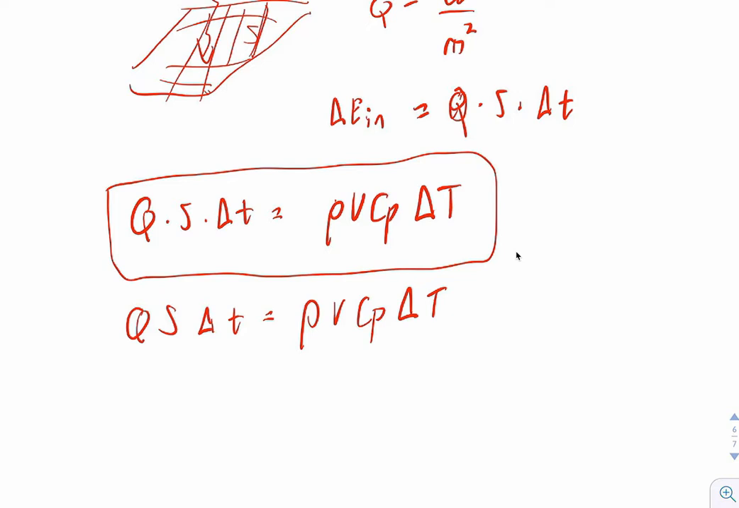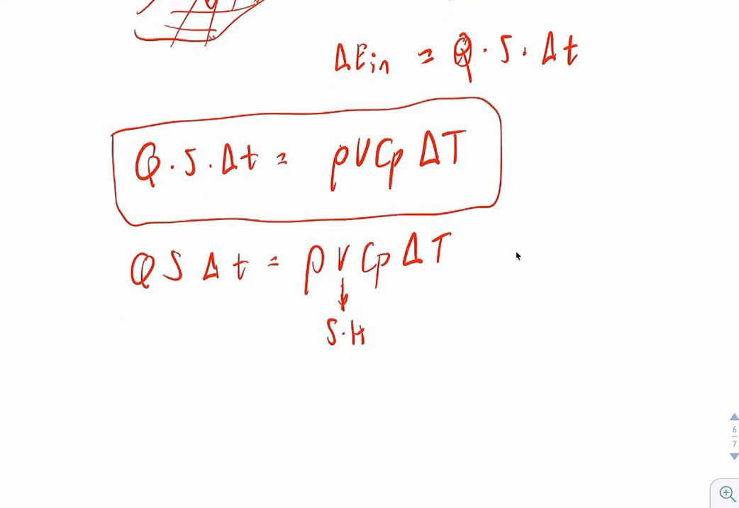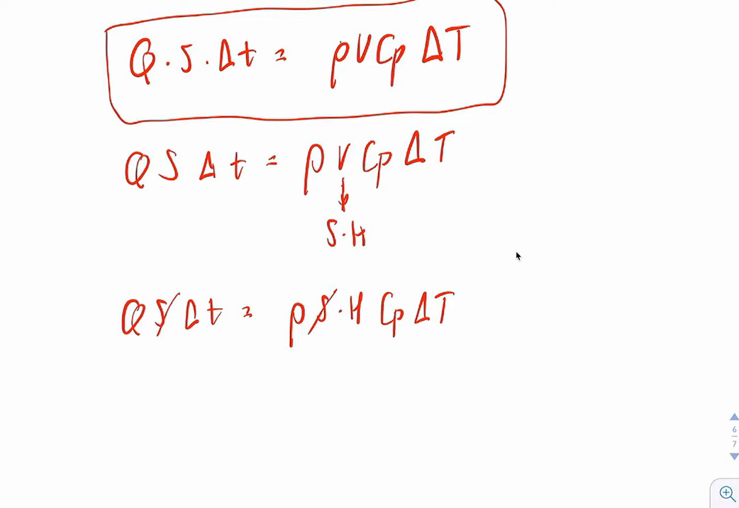But if I expand out V as equal to S times H, as I did at the top, surface area times the depth, then I find out I have Q S delta T is equal to rho S H Cp delta T. So I can wipe out one of my S's, and I'm left with an expression that only has a single geometric dimension, which is the depth.